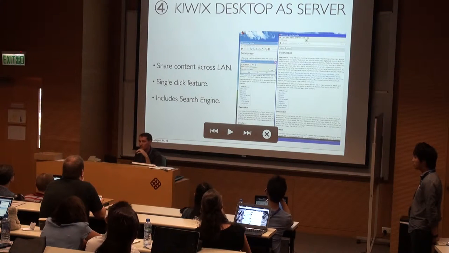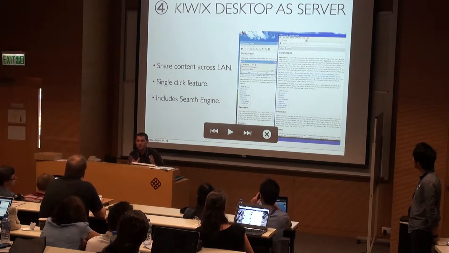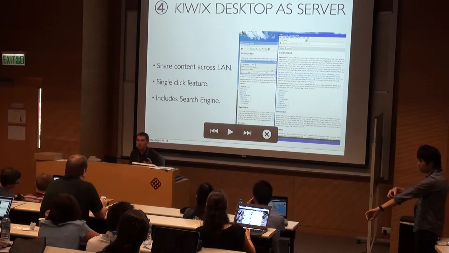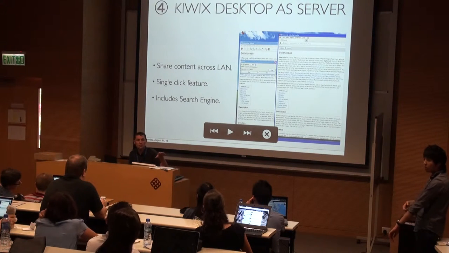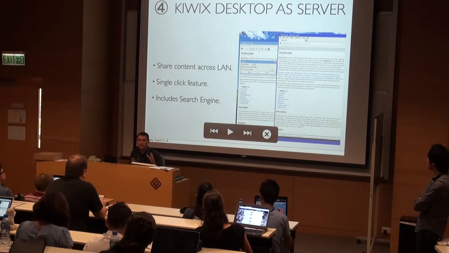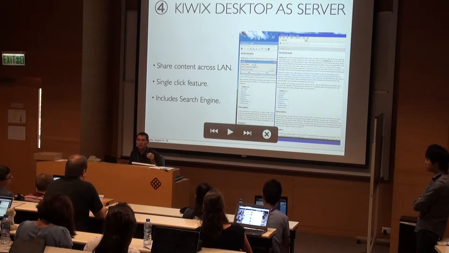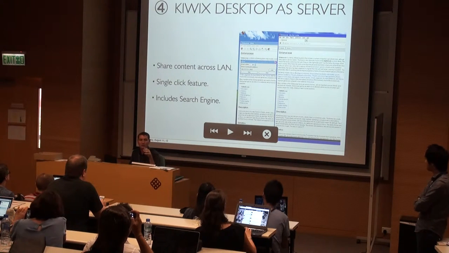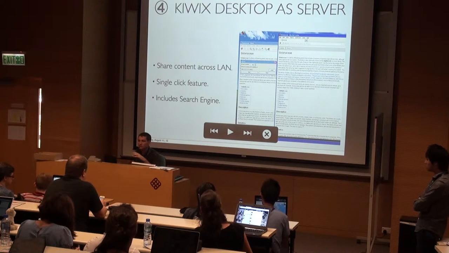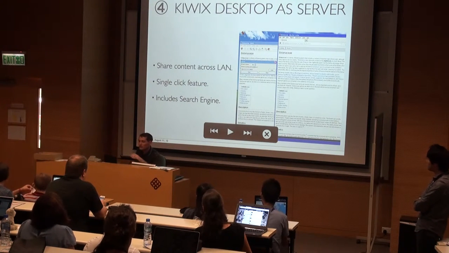One very nice feature is that you can use the desktop version as a server. If you are on a LAN or on a public Wi-Fi, inside the software you can just click a button and it launches a server with a URL. You can give that URL to your peers in the same room, and they just type it in their browser and see a full version of the offline encyclopedia or other content, and they can also search inside. So it's great for libraries and other situations where there is no IT person, but you can still share the content on one computer and access it over the network.